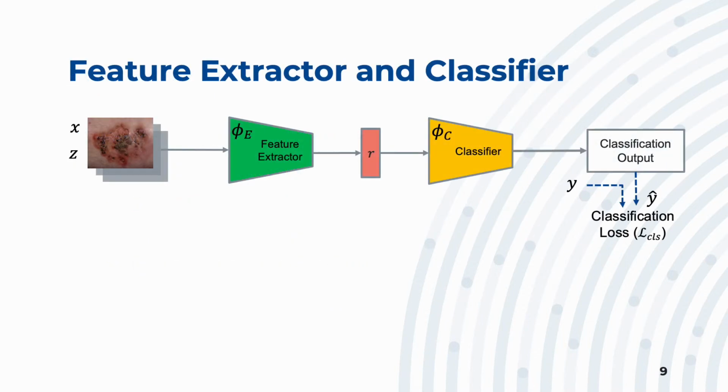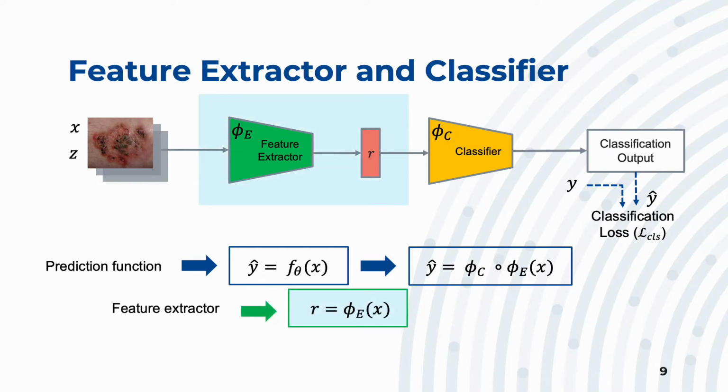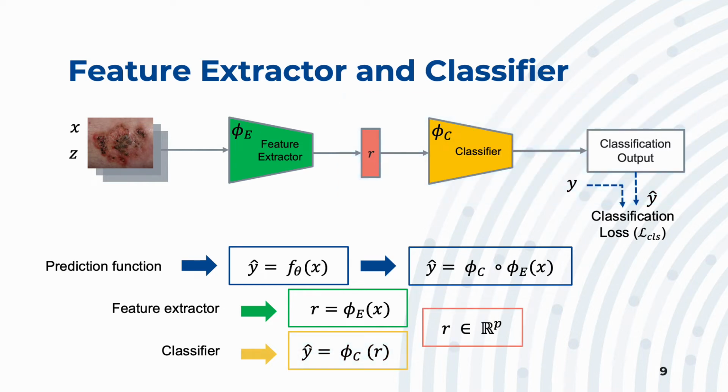This is an overview of our feature extractor and classifier pipeline. We have a classification model f theta that maps the input x to the final prediction y hat. This prediction function f is obtained as a composition of a feature extractor and a classifier. The feature extractor phi e takes x as input and learns a representation r. Then the learned representation r goes through the classifier phi c to obtain the predicted label y hat. And here the representation r is a p-dimensional vector.